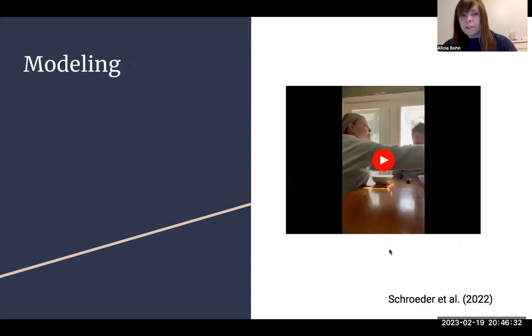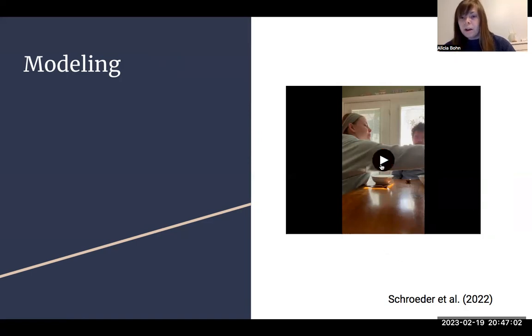The next type of prompt is modeling. So previous research by Schroeder et al. from 2022 focused this research on young adults using video modeling for different life skills. So in this case, I think they did the laundry task, and that was like putting laundry away, and the results shown to be very effective using the video modeling.